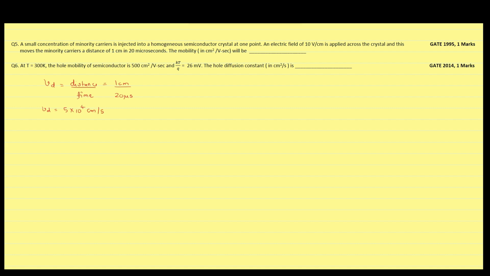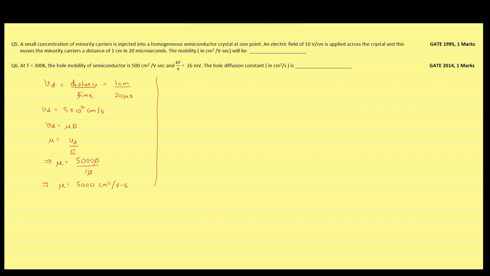And we also know that drift velocity is equal to mobility times electric field. Therefore, mobility is equal to drift velocity divided by electric field, which will give us the value of mobility to be equal to 5000 centimeter square per volt second.